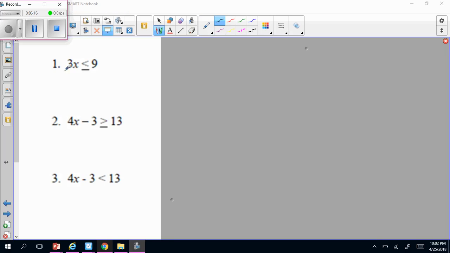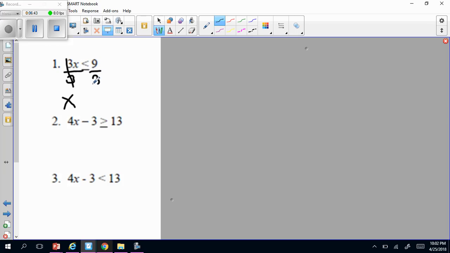To get rid of the 3, I have to divide by 3. This, therefore, cancels that 3. And now we just have x by itself. Now, what I do on one side, you know that I have to do the other. So I divided by 3 on one side, so I have to divide by 3 on the other side.